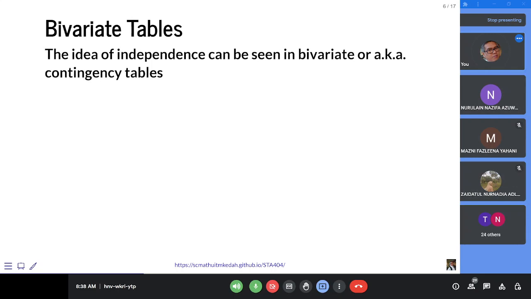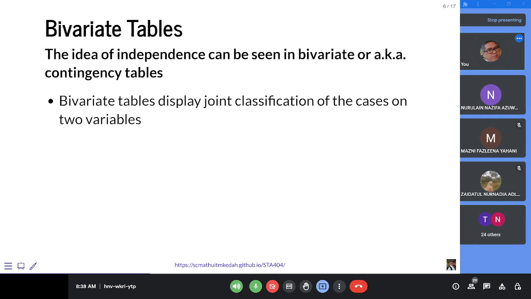Okay, what is bivariate table? So the idea of independence can be seen in a bivariate table, also known as the contingency table. So kita tengok satu persatu apa yang masukkan bivariate table. Of course you already know this. So bivariate table displays joint classification of the cases on two variables. So joint classification, dia joint. So maksudnya kalau katakan kita ada dua variables, suppose that you have two variables and then you have two categories. So this is what we call the joint classification, the cell inside here. Okay, so ini yang dimasukkan dengan joint classification.